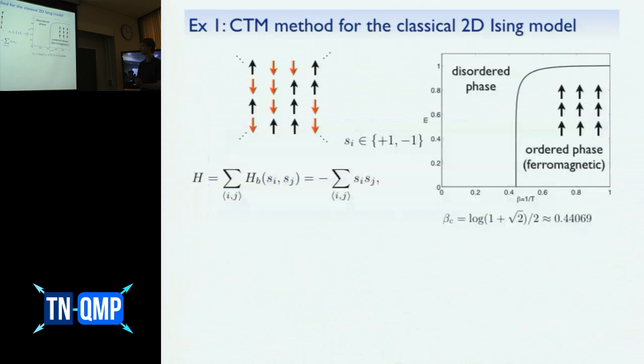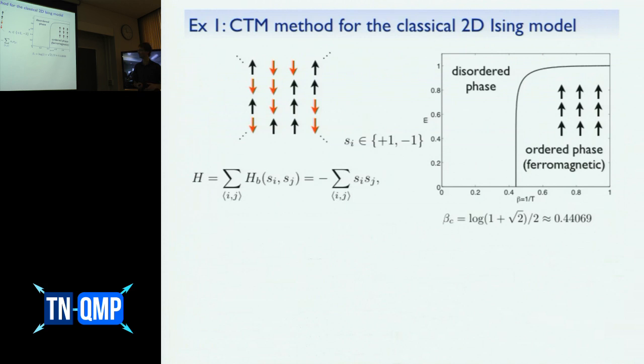And the first one is the CTM method for the classical 2D Ising model. Now, I probably don't need to explain it in too much detail. I guess you saw this in the lecture on Friday. But just to give you an idea, you just sum over nearest neighbors, and S are Ising variables, so plus one or minus one. We look at the ferromagnetic case, which has a disordered phase at high temperature and the ordered ferromagnetic phase at low temperature. That's a classical system which we consider in 2D, and we can use the corner transfer matrix method to actually study the finite temperature properties of that system.